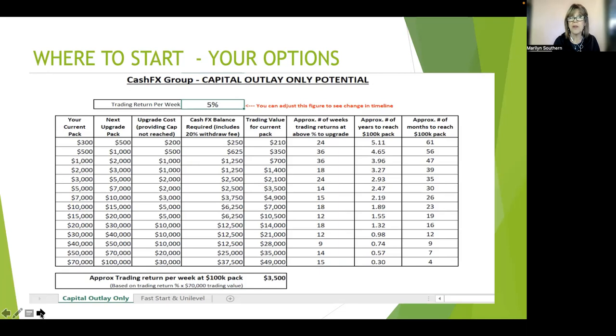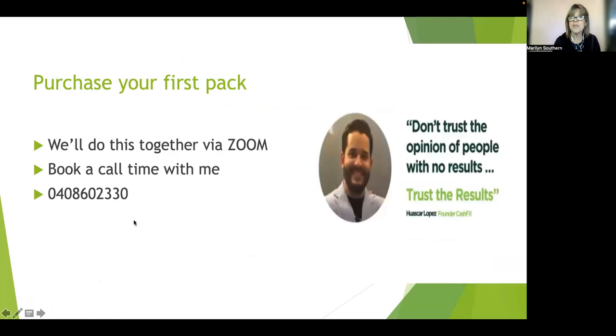More information about that will follow, but do think about what you're going to start with. And the other thing that I will be instilling with you once you join CashFX is to upgrade as soon as you possibly can, because you do want to get up to this level where you've got $100,000, a comfortable monthly income. And if you set up a family legacy or 3-point system, you've got a very comfortable monthly income. So purchase your first pack, but we will do this together via Zoom, and book a call time with me. That's my telephone number, or I'll get back in touch with you.